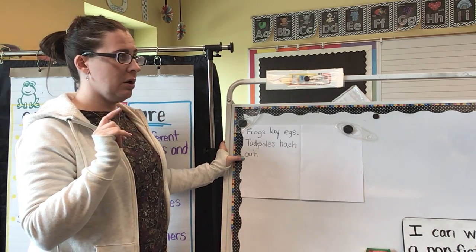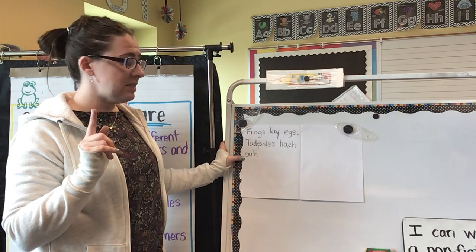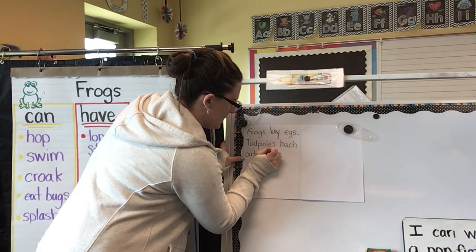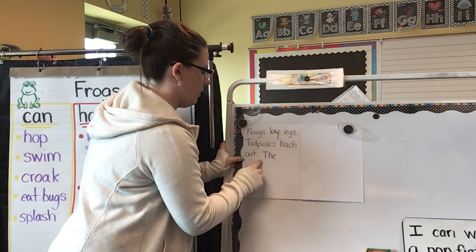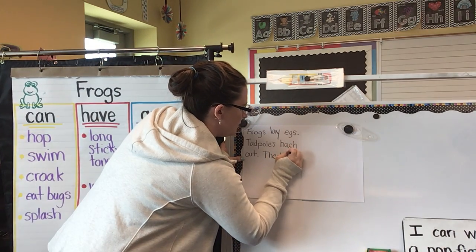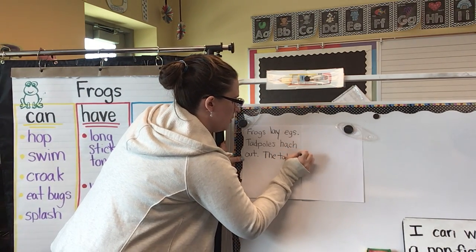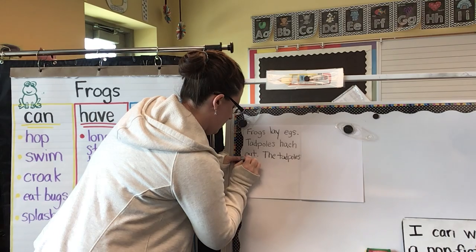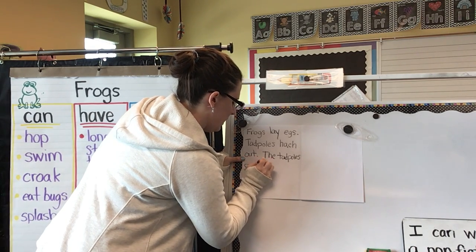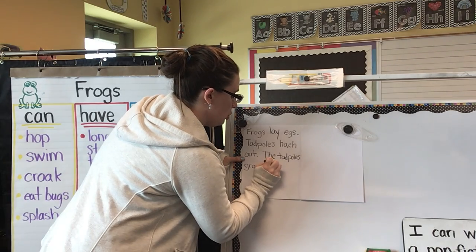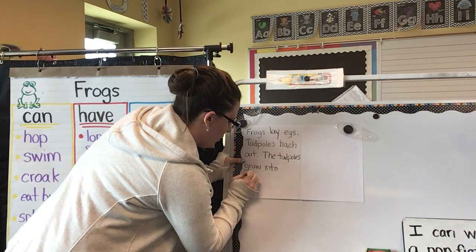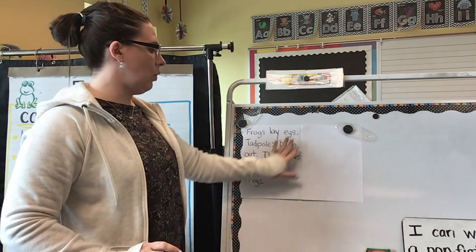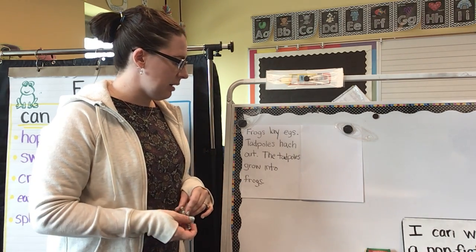So the tadpoles grow into frogs. 5 words. First word was the. I know at the beginning of the sentence I have to put an uppercase letter. The is T-H-E. So uppercase T-H-E. The tadpoles. Oh, I'm running out of room. Grow. Grow. Into frogs.